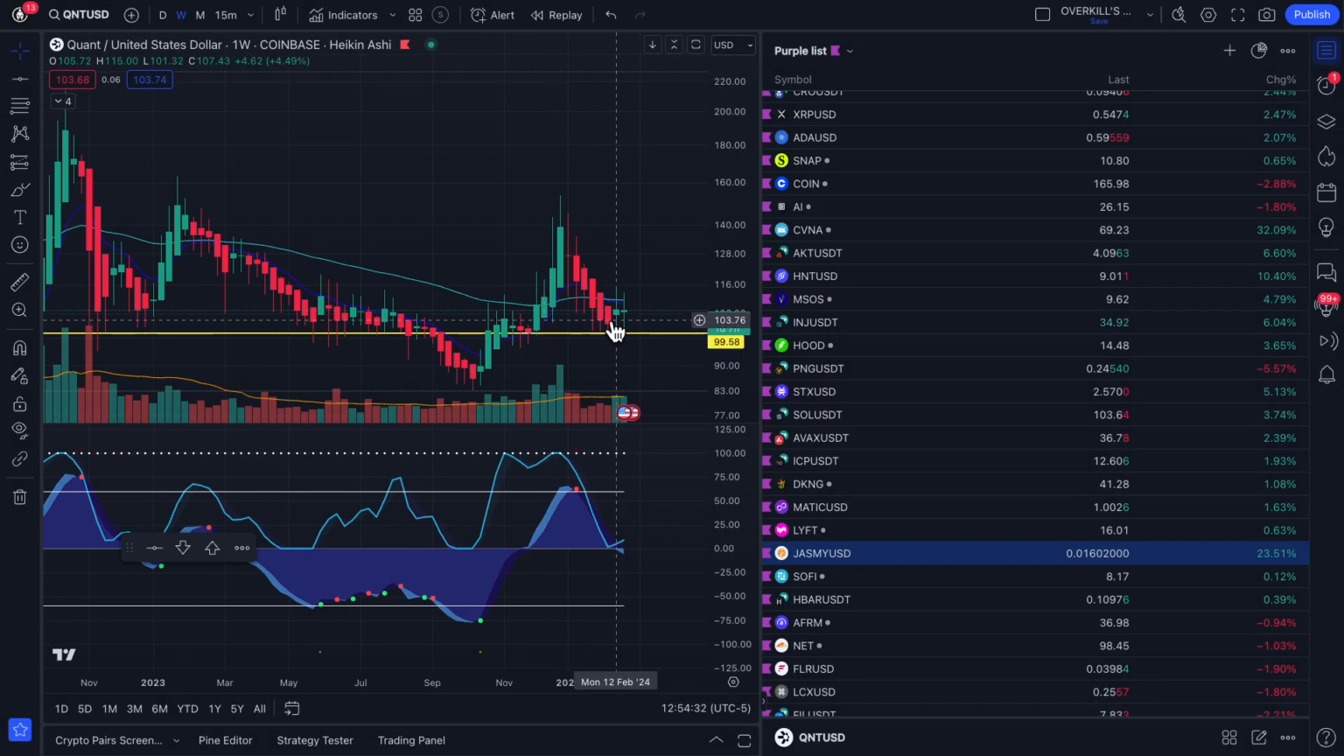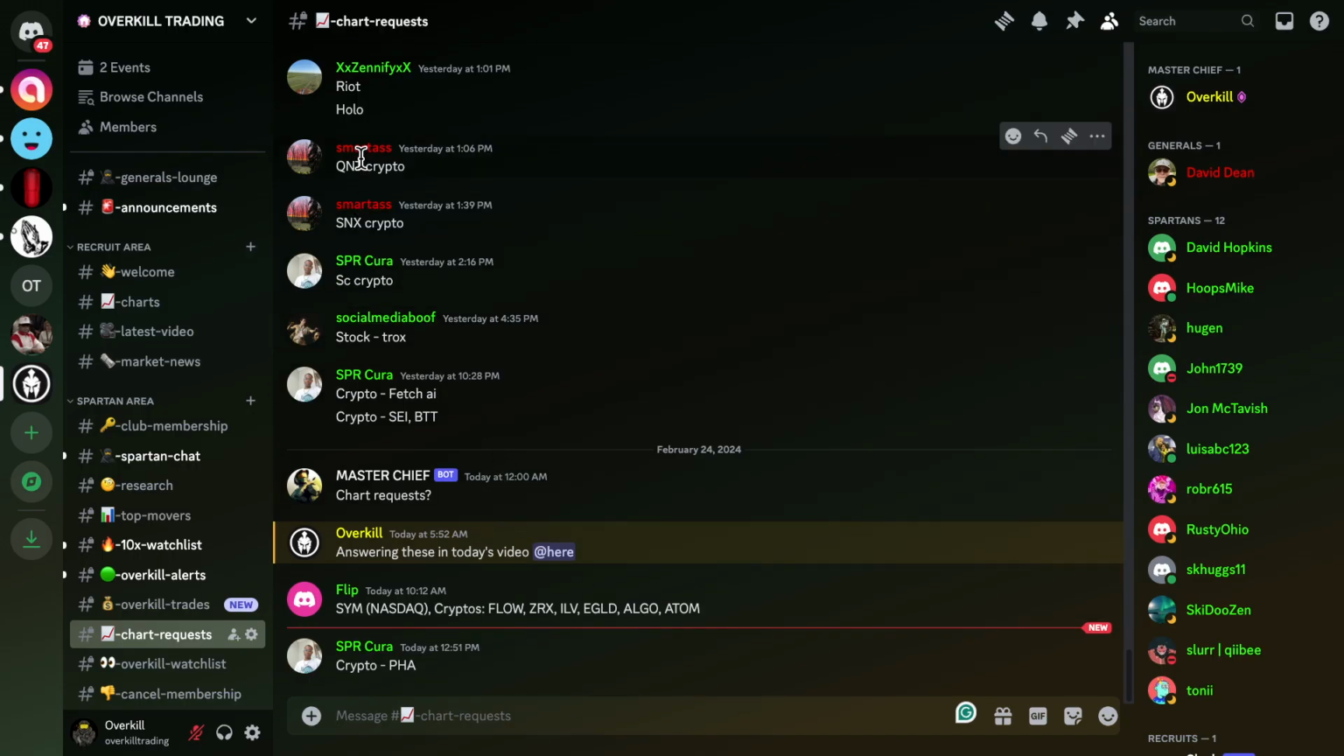QNT setting up here, too. Two nice dojis here. Our stop loss is going to be 99. That looks good. Stop loss at 99. Okay, waiting on the green dot. We got that one on the alerts as well. That one will get called out.